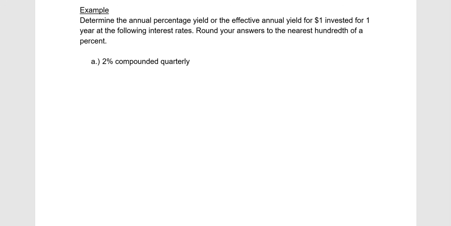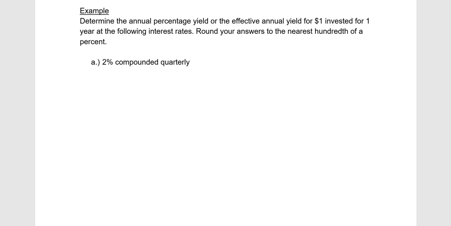The first one is 2% compounded quarterly, and the next one is 3% compounded monthly. So these are both compound interest, but the rates are different. One is 2%, the other is 3%, and one is quarterly and the other is monthly. So it may not always be obvious which one is actually going to result in a larger interest. So let's figure out the effective annual yield for each one, and that will tell us which one would be a better interest.